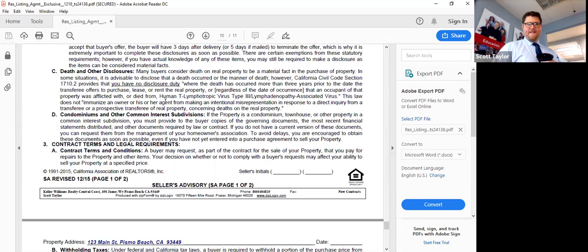It is required to disclose that a death occurred, however, the civil code provides that you have no disclosure duty when the death has happened over 3 years ago, or if they died from AIDS or AIDS related. The thing is that they don't actually die from AIDS. They die from heart failure, or they die from something else. So the way to make sure that you do that in a compliant way is to say, has somebody died in the property in the last 3 years?